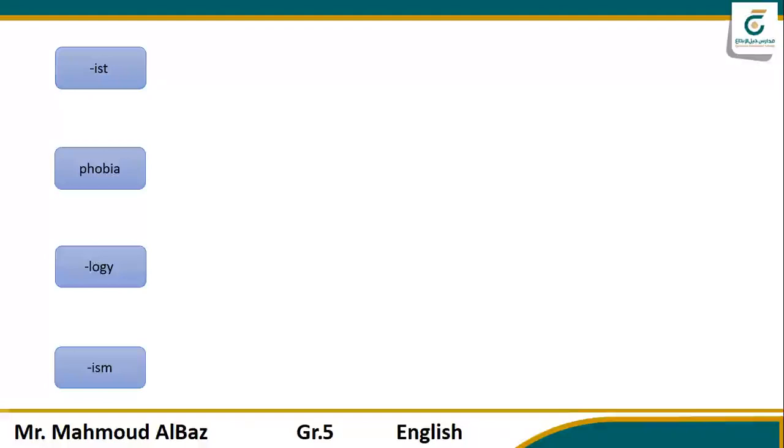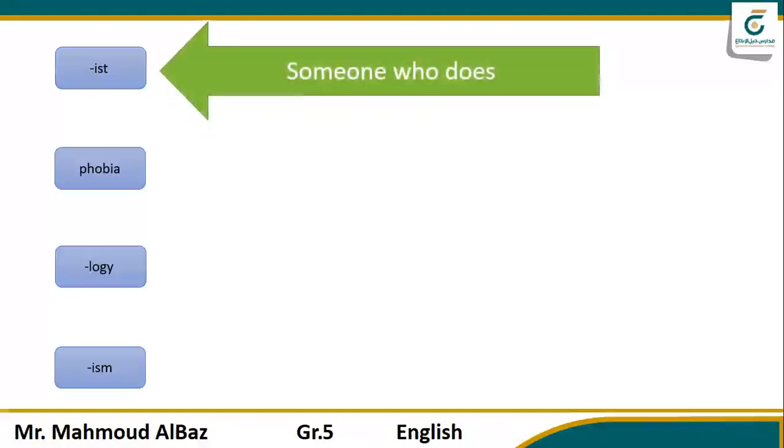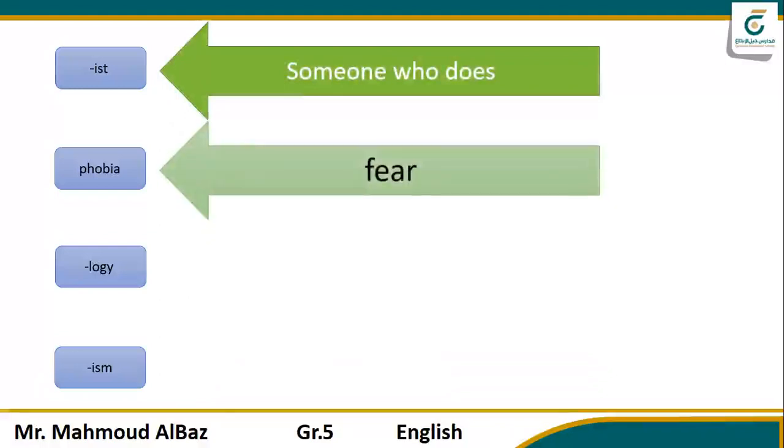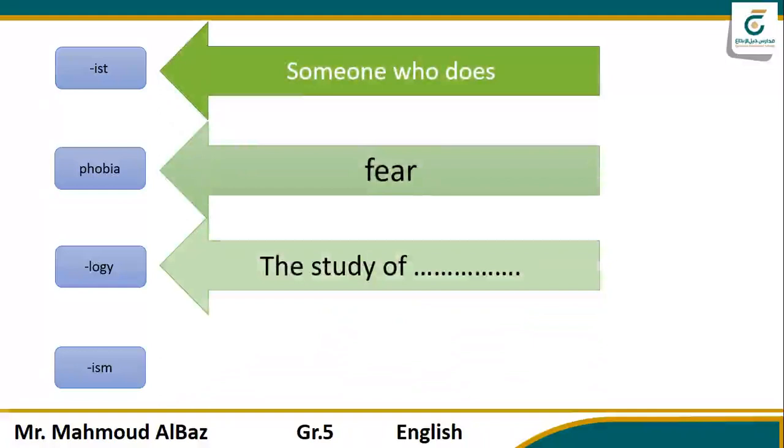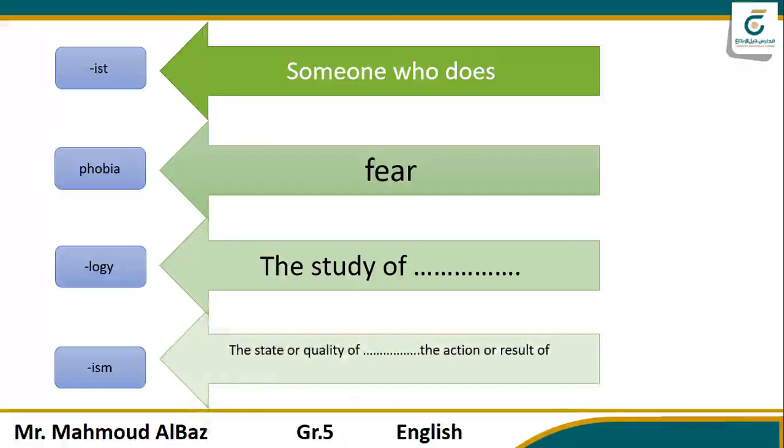She already said ist, which means someone who does. Phobia, which means fear. Logy, which means the study of something, like when I say the word technology, the study of technology, you know, or geology or biology, all of these words. And the word ism, which means the state or quality of something, or you could say the action or result of something. Let's see the words we have today.